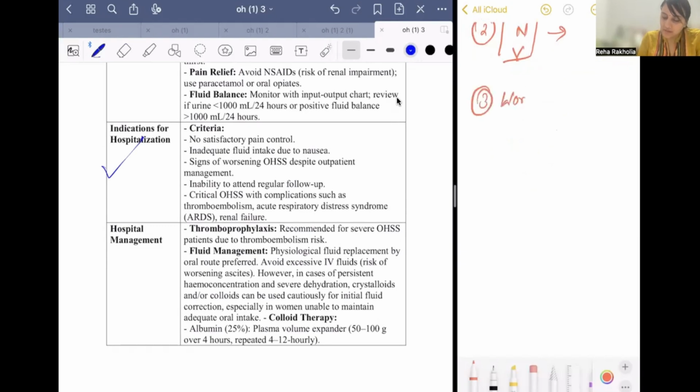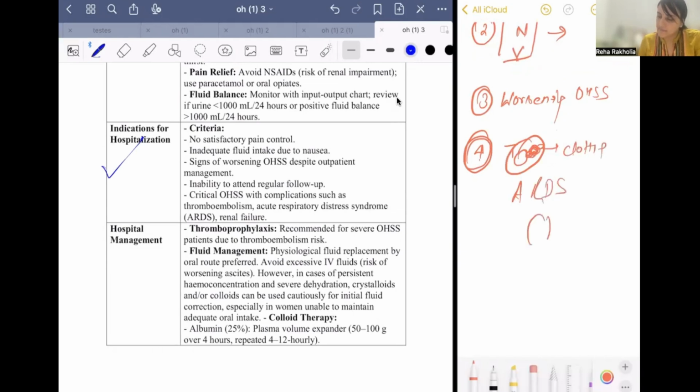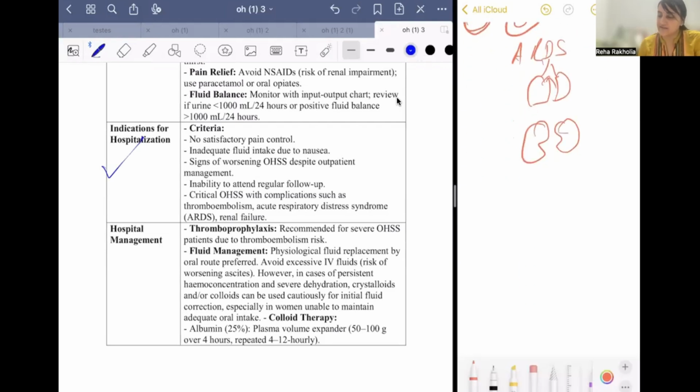Worsening OHSS despite outpatient management. Fourth is critical complications such as thrombosis, ARDS, acute respiratory distress syndrome, then renal failure. Thrombosis, this is clotting, okay? Additionally, hospitalization is necessary if the patient cannot attend regular follow-ups, okay?